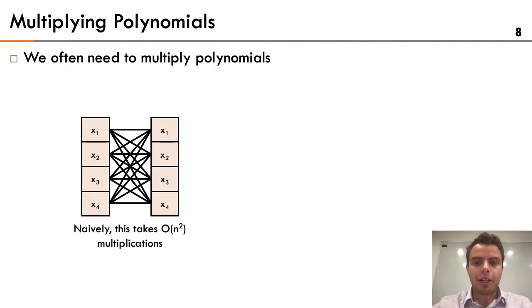If we want to multiply two polynomials, we need to convolve their coefficients. Naively, this involves multiplying each coefficient of one polynomial with each coefficient of the other. This takes n-squared multiplies.